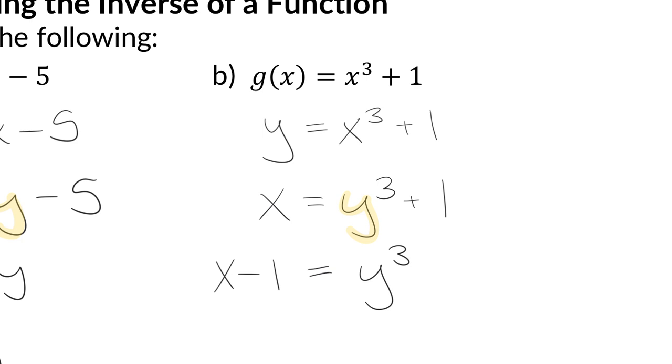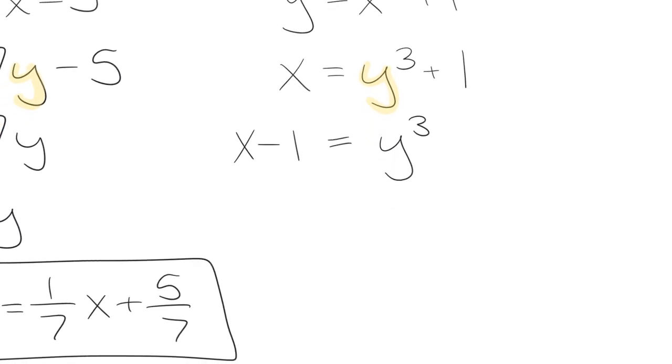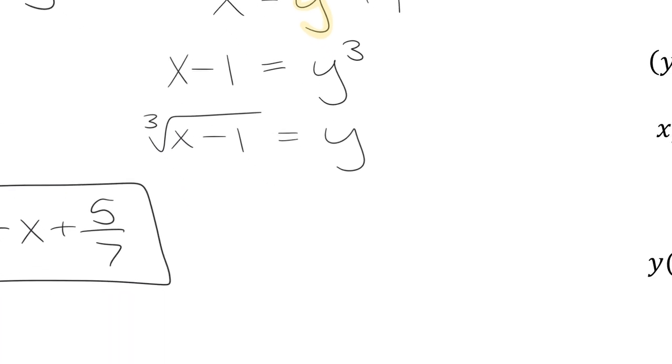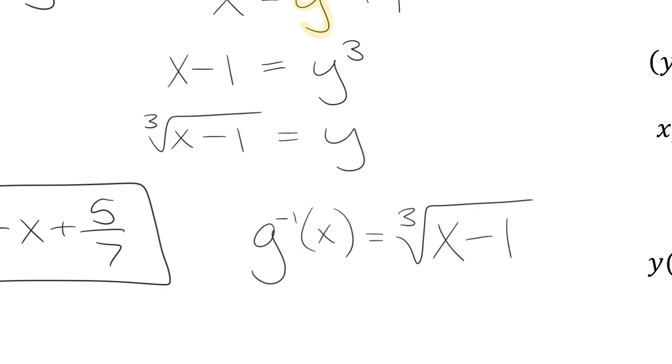How do you get rid of a cube? Cube root. Do you need the plus or minus on a cube root? It's an odd root? No. What are the only things that you need plus or minus in front of? Even roots, square roots. So you just get to cube root both sides, which would get the y by itself. Cube root of x minus 1. And if we were writing this fancy notation, we would say g inverse of x is the odd third root of x minus 1.